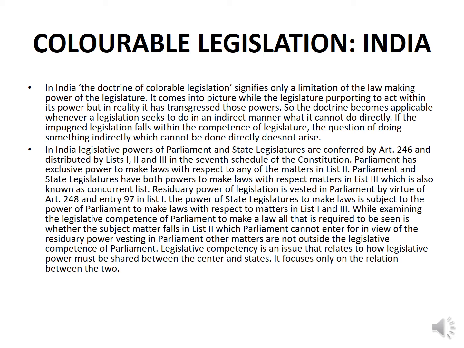So the doctrine of colourable legislation wouldn't come into the picture. In India, the legislative powers of Parliament and the state legislature are conferred under Article 246 and distributed in Lists 1, 2 and 3 in the 7th Schedule, that is, the Union List, State List and Concurrent List respectively. Parliament has exclusive power to make law with respect to matters of List 1. The state legislature has the power in List 2. List 3 is the Concurrent List, under which Parliament and the state legislature both have power to make law, and the residual power is given under Article 248.